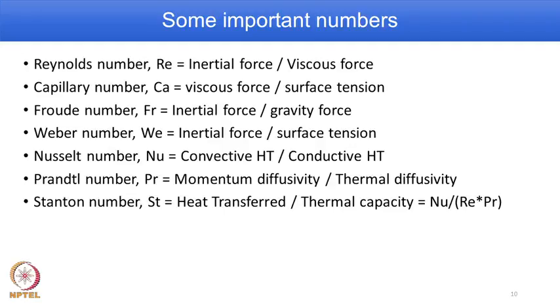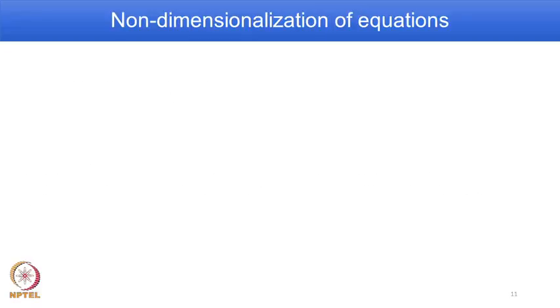There is one more number, what is known as a Stanton number, which is defined based on heat transfer to thermal capacity, and it is also related to Nusselt number and Prandtl number as given here: Nu divided by Re multiplied by Pr. As I mentioned before, there are many more non-dimensional numbers for different problems. So, we have seen the importance of non-dimensionalization and some important non-dimensional numbers.